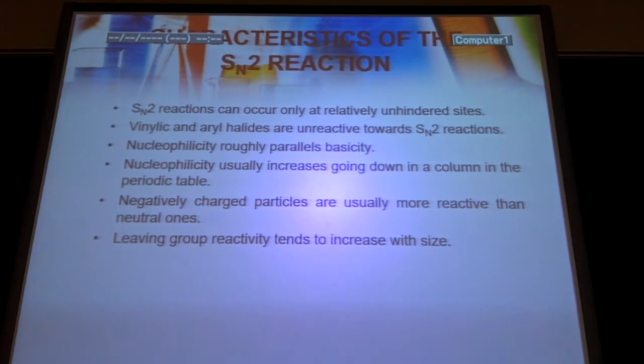Let's look at some more characteristics of the SN2 reaction. Because it attaches from the opposite side, SN2 reactions take place only at relatively unhindered sites. So if it's tertiary, it's not going to work as well. Finally, aryl halides are unreactive towards SN2 reactions. This is very important here. If your halogen is attached to a double bond, it does not undergo substitution reactions. So, halogen attached to double bond, no substitution.